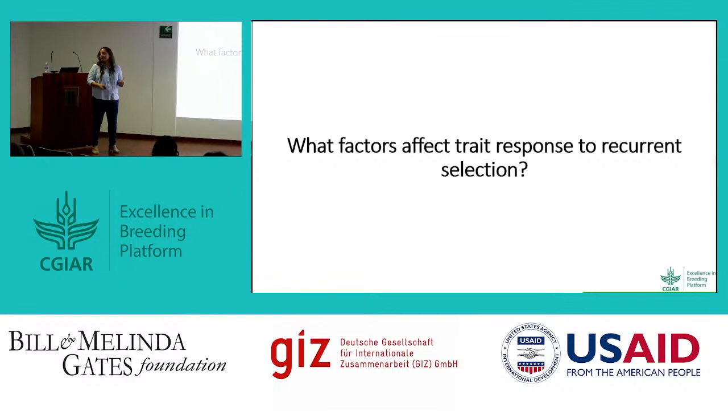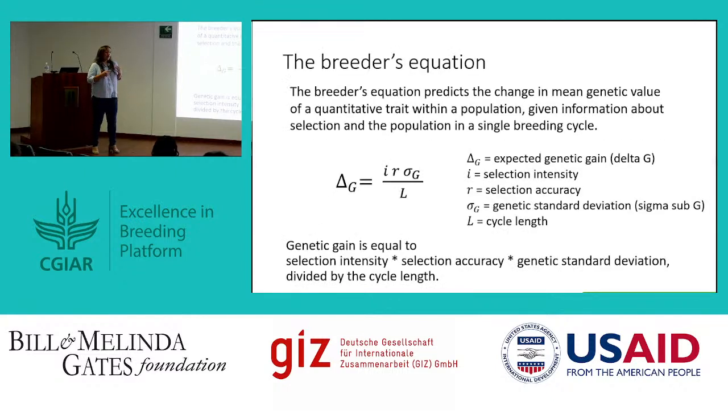So, assuming we all want to do recurrent selection, let's do a brief review of the factors that affect a trait's response to recurrent selection, okay? These are obviously summarized in the breeder's equation, which I'm sure you've all seen in classes and are pretty familiar with. But the breeder's equation can seem so simple, even for our biometricians, who are probably like, this is an equation I can handle. For me, it's always been hard to think through the consequences of each of those factors and what they mean in something as complex as a breeding program. Okay. So the breeder's equation can predict the change in mean genetic value of a quantitative trait within a population.